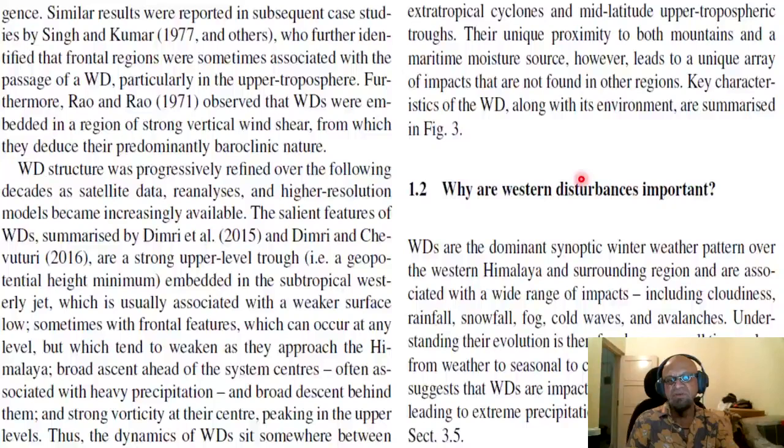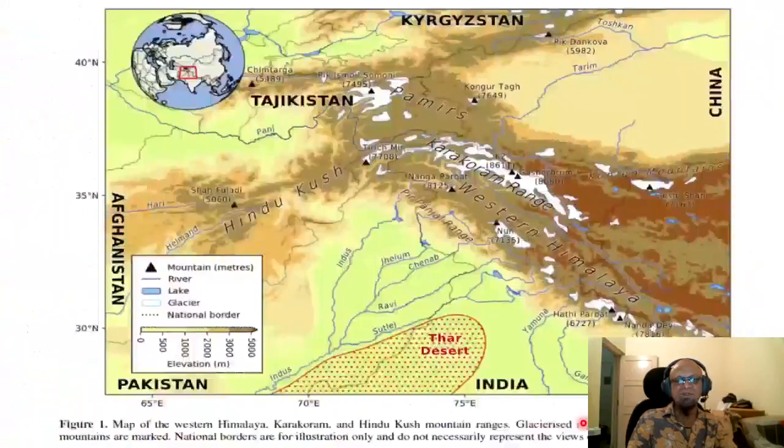Why are Western disturbances important? WDs are the dominant synoptic winter weather pattern over the Western Himalaya and surrounding region, and are associated with a wide range of impacts including cloudiness, rainfall, snowfall, fog, cold waves, and avalanches. Understanding their evolution is therefore key across all timescales from weather to seasonal to climate. Growing evidence also suggests that WDs are impacting the weather outside the winter, leading to extreme precipitation events, which we will discuss in section 3.5.